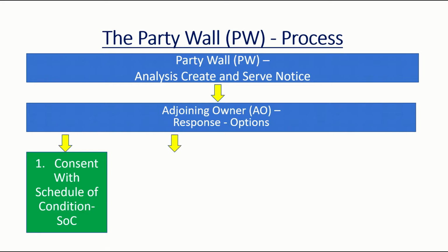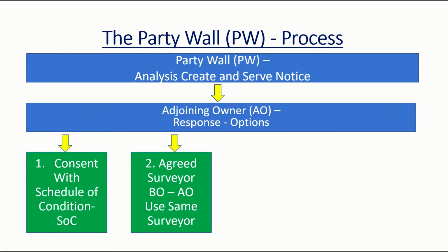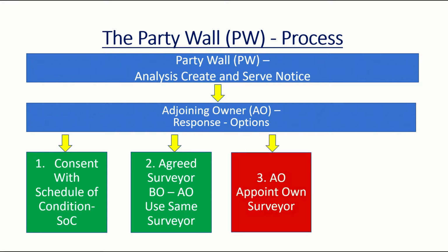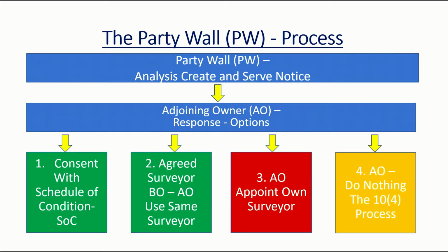The next option the adjoining owner has is to use an agreed surveyor, i.e. use the same surveyor as you. Here, both building owner and adjoining owner are using the same surveyor. The third option is to appoint their own surveyor, in which case there are two surveyors. The building owner has a surveyor and the adjoining owner has their own surveyor. The fourth option is not really an option, but it does occur on a regular basis, whereby the adjoining owner does nothing. We will look at each of these in turn.